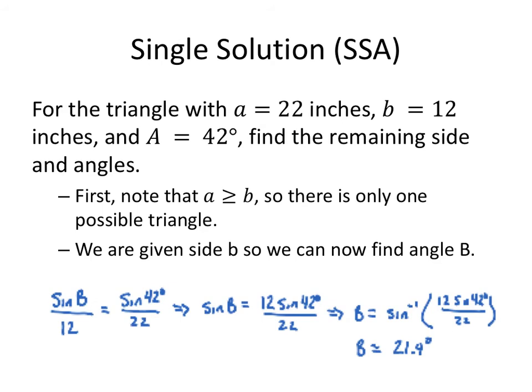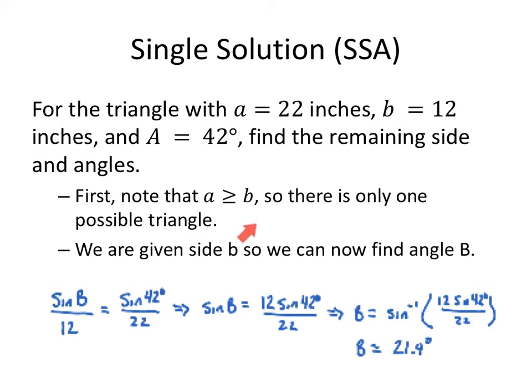So here's an example of a single solution given side-side angle. For the triangle with A equal 22 inches, B equal 12 inches, and angle A equal 42 degrees, we want to find the remaining side and angles. The first thing we notice is that given angle A, so I'm looking at side A, 22, that's bigger than 12, so we know there's only one possible triangle due to the previous slide. Rewind if you need to take a look at that.